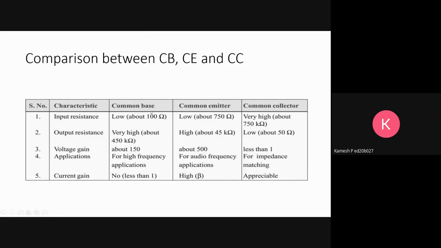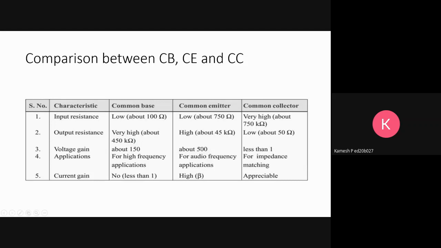Input resistance is low, about 100 ohms for common base, low for common emitter at 750, but very high for common collector, where it is 750 kilo ohms. And output resistance is very high in case of common base at 450 kilo ohms, and high for common emitter at 45 kilo ohms, and low for common collector at 50. You can see a pattern: here it is increasing and here it is decreasing. Voltage gain is nearly 150 for common base, 500 for common emitter, and less than 1 for common collector.